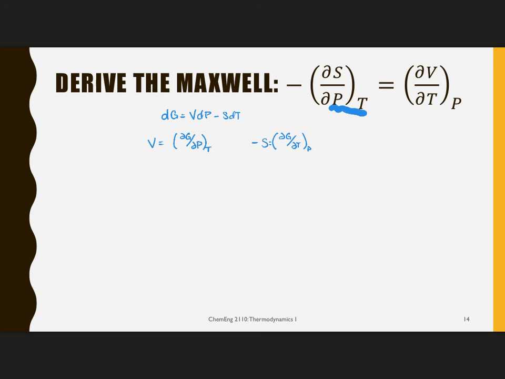Okay? The final step to derive a Maxwell is to take the second derivatives of mixed variables. So I'm going to take, first, dG dP is V. So now I want to take the derivative of V with respect to T, holding pressure constant. dG dT at constant P is negative S. So the second derivative that I want is going to be the derivative of this with respect to P. So negative dS dP at constant temperature. And that is the Maxwell.